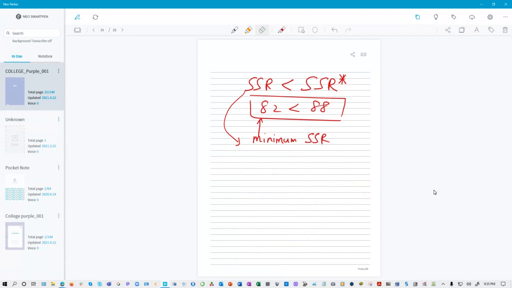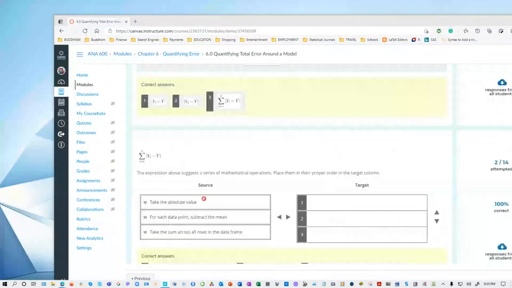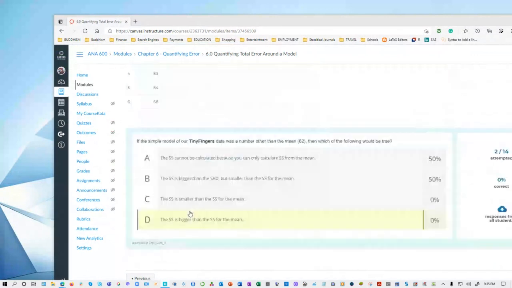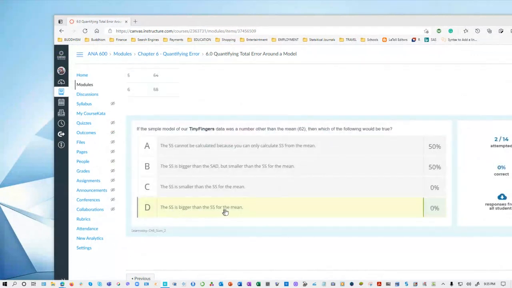Any value you pick other than the average would produce larger variation. That's what they are trying to say here. If you calculate SS with respect to a different number other than the mean, that's why I picked the 61. With respect to 61, if you calculate the deviations, square them, and find the sum, that would definitely be larger than what you had done with respect to the mean.